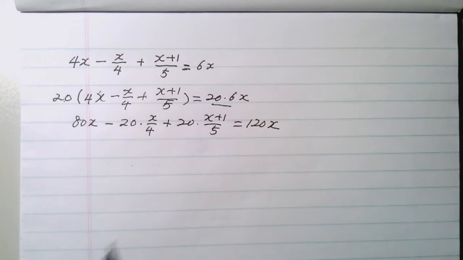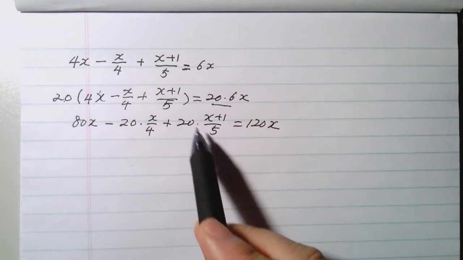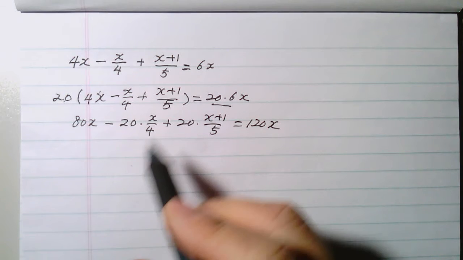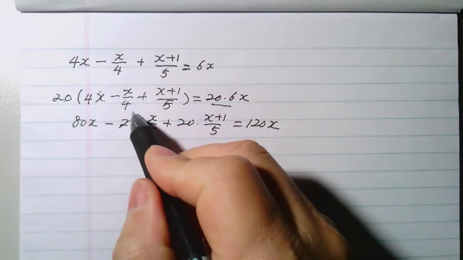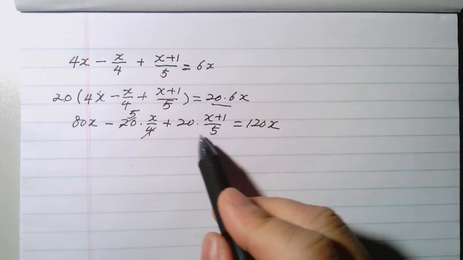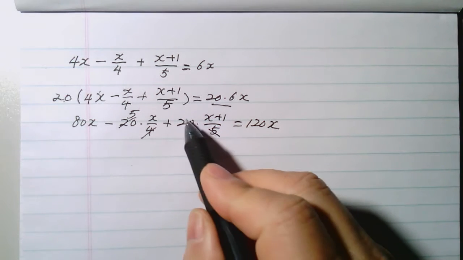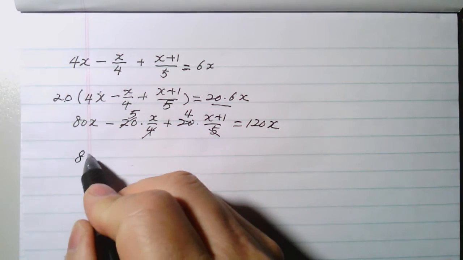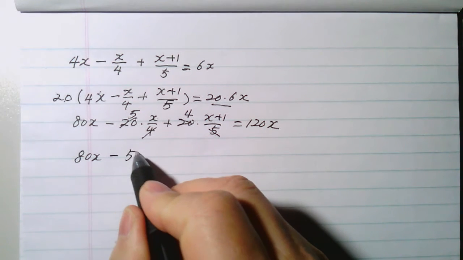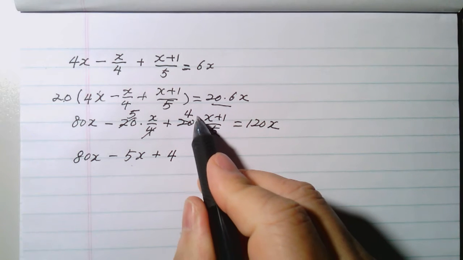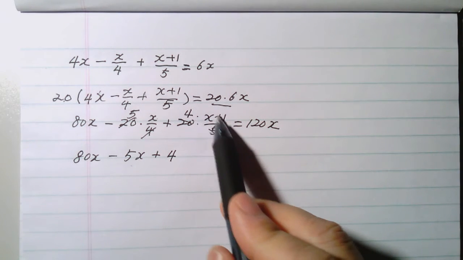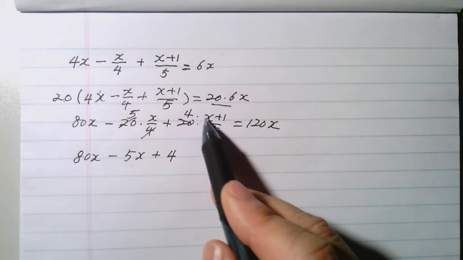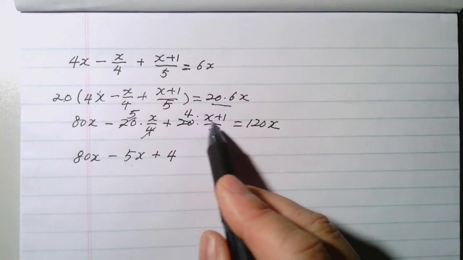Next, you want to reduce the denominators. Here, 20 and 4 have the common factor 4, so you reduce it, and that leaves 5. For 20 and 5, the common factor is 5, so reduce 5, and that leaves 4. Now we rewrite this: 80x minus 5 times x plus 4 times (x plus 1), because initially that was in the numerator of the fraction. You consider the numerator as one group, so after reducing, only x plus 1 is left.